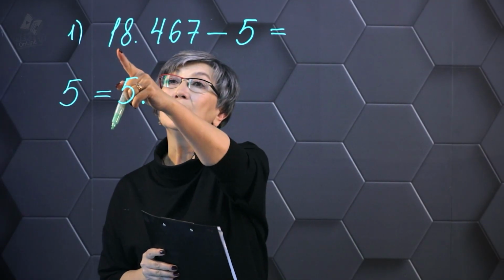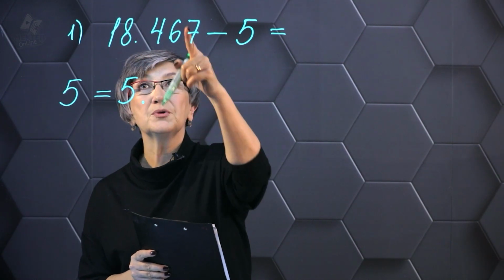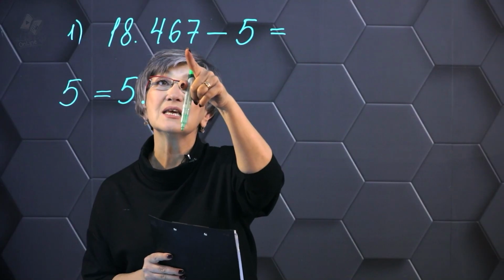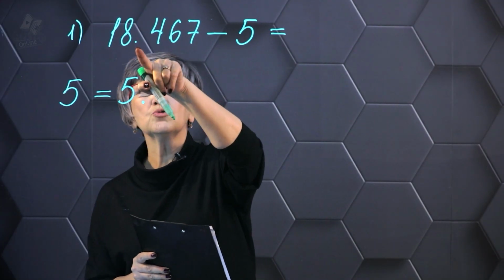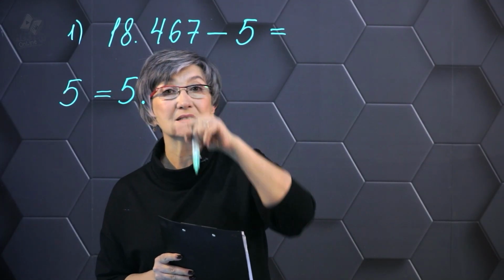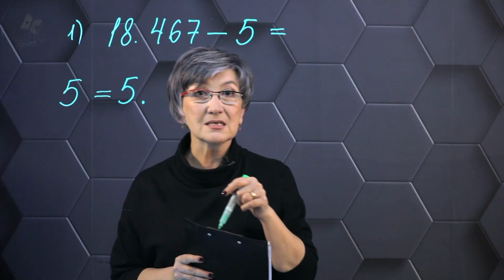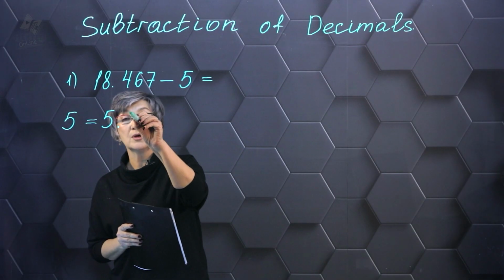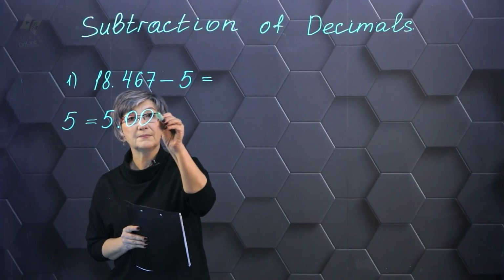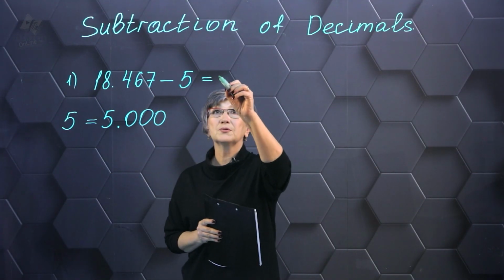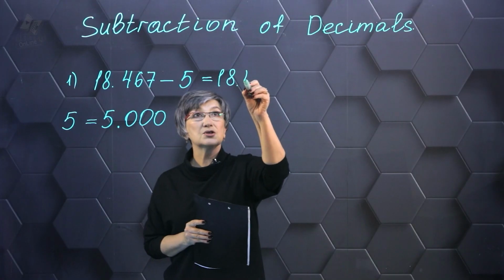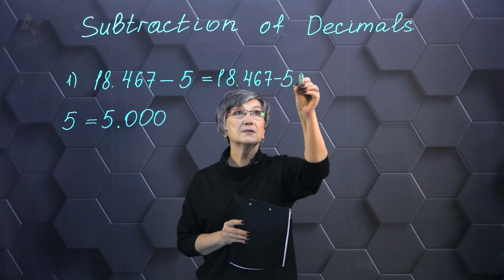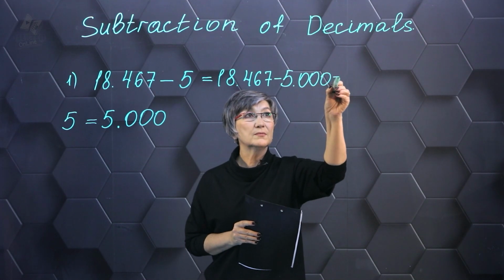Let's go back to our first number. That's 18.467. So I have 3 digits after the dot, and I need to write 3 zeros here as well. So I write 5 point and 3 zeros. And the result is 18.467 minus 5.000, where the fractional part is 0.